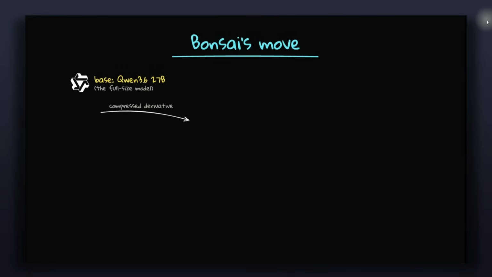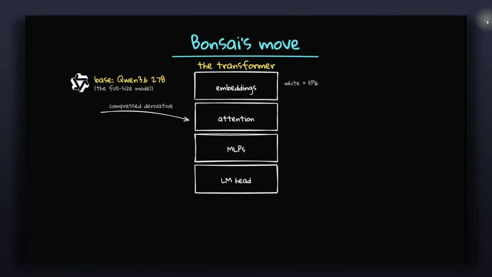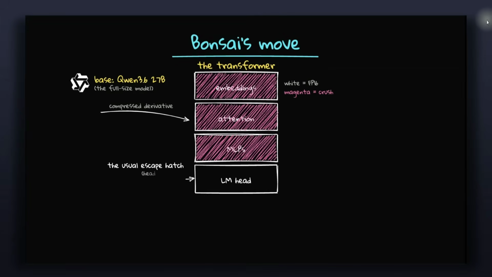They actually started with a base Qwen 3.6 27 billion model in full size. Then they created a compressed derivative of it. Now, if you think about a transformer as 4 zones, embeddings, attention, the MLP layers, and then the LM head picking each token, a typical GGUF quantize is going to crush most zones but leave the LM head in high precision, which is essentially a little escape hatch that is going to protect the quality.